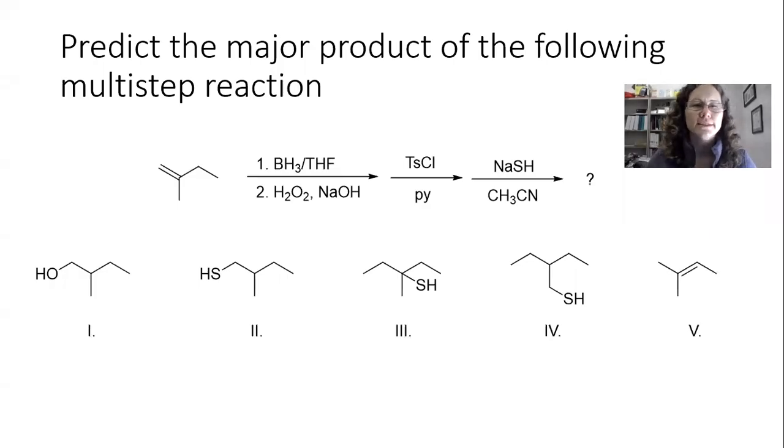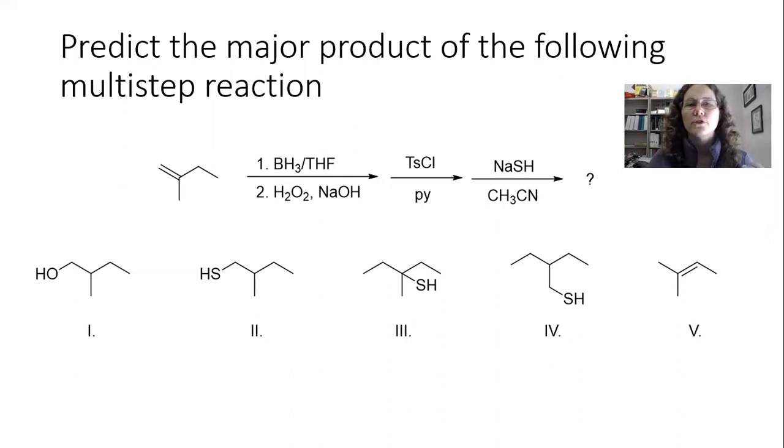This reaction asks, predict the major product of the following multi-step reaction. So this is an example of a synthesis problem where you have multiple reactions designated by the 3 different arrows occurring to produce a product at the end of the reaction. So anytime you have a synthesis problem, you kind of have to take it one step at a time.